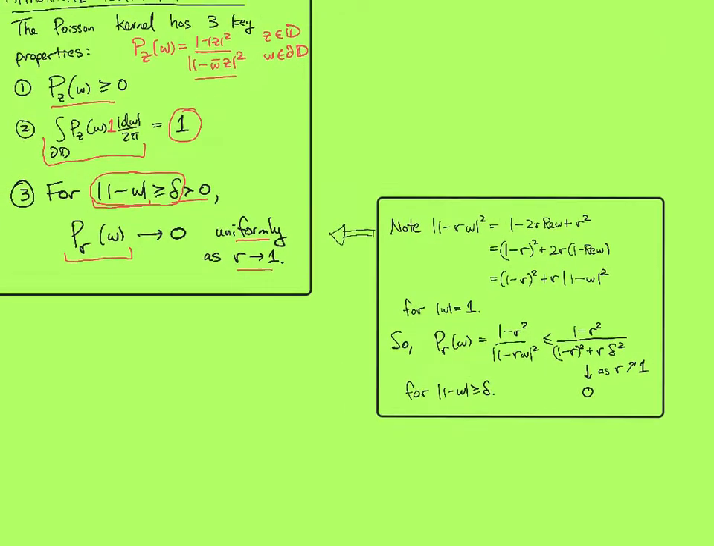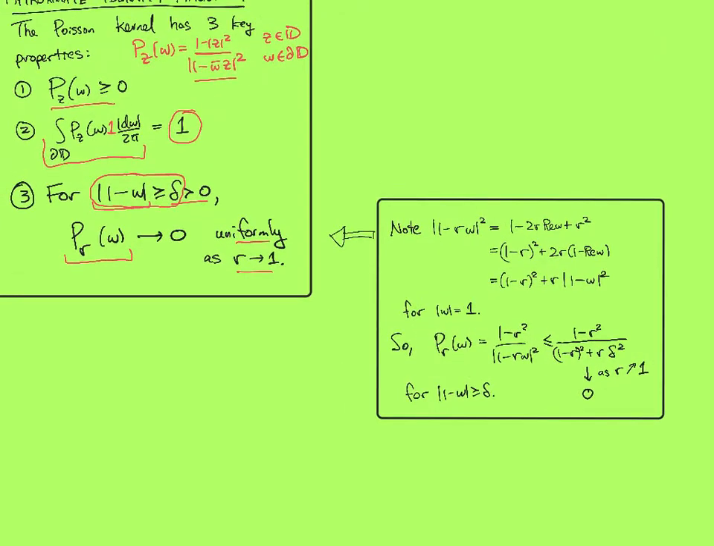So here's the computation. We need to look at the denominator in the Poisson kernel, which is |1 minus rw| all squared. If you just square it out and then try to separate out the 1 minus r portion, you can eventually get to this nice form, which shows you that the denominator is small when both r is close to 1 and w is close to 1. But notice w is on the circle, but r is a real number between 0 and 1.